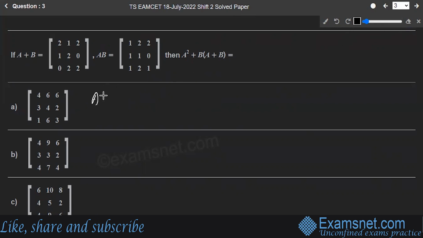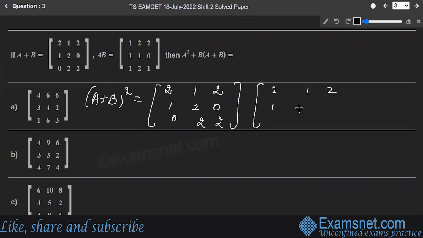You know one thing, A plus B whole square is equal to the matrix [2, 1, 2; 1, 2, 0; 0, 2, 2] multiplied by the same matrix. All right, let's do the multiplication now. This will be first row, first column: 4 plus 1, that is 5. Then 2 plus 2 plus 4, this is 8. Now this is 4 plus 0 plus 4, this is equal to 8 again. Similarly, you will solve the whole thing. I hope you know the multiplication, like how you are going to do this.